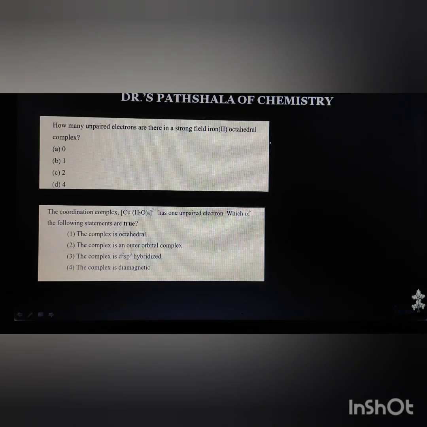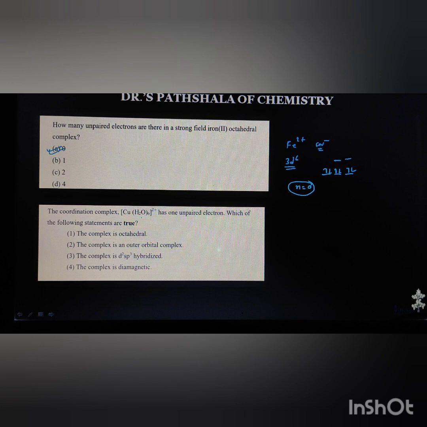Okay, next, how many unpaired electrons are there in a strong field iron 2 octahedral complex? Fe2+ strong field, that means if we consider a ligand like CN minus, a strong field ligand, then in 3d6 all electrons are paired up. So filling of electrons takes place like this: 1, 2, 3, 4, 5, 6. So n will be 0, no unpaired electron.